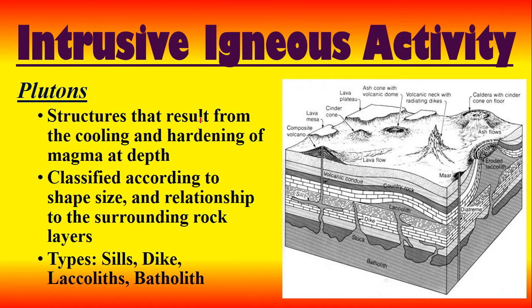And then you have some intrusive igneous activities. Plutons are what all of them are classified under. They're structures that result from the cooling and hardening of magma at depths. Means it's inside the earth. They're classified according to their shape, size, and relationship to the surrounding rock layers. So the four that we're going to talk about are sills, dikes, laccoliths, and batholiths.